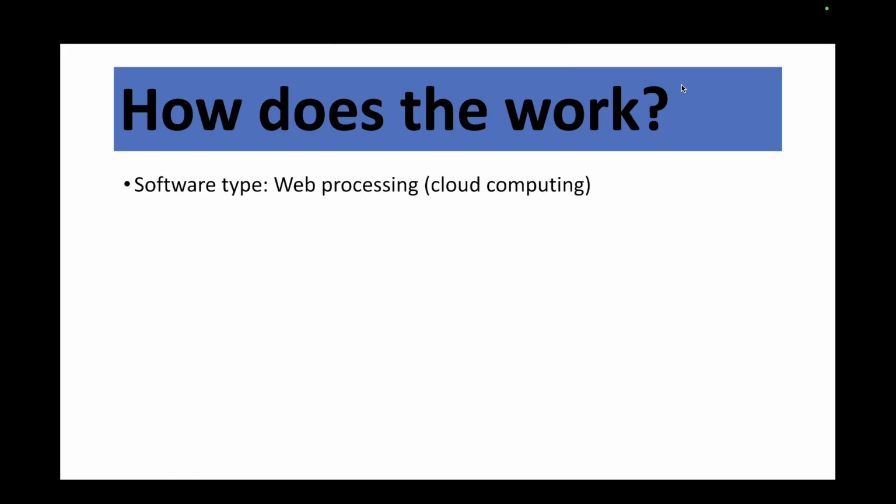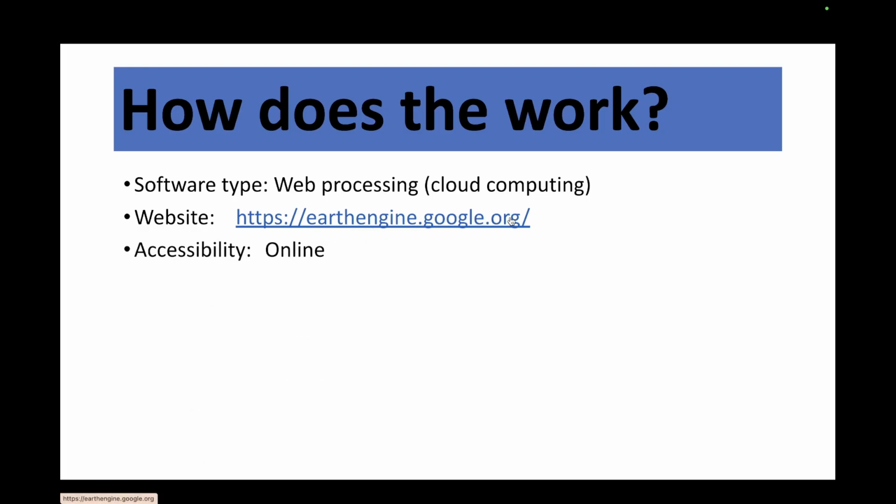The software type is basically web processing or cloud computing, and every cloud computing platform has its own server, and everything is controlled from the server. We already know about that. This is the main website, earthengine.google.org, and accessibility must be online. Without an online connection, we cannot use the Google Earth Engine.